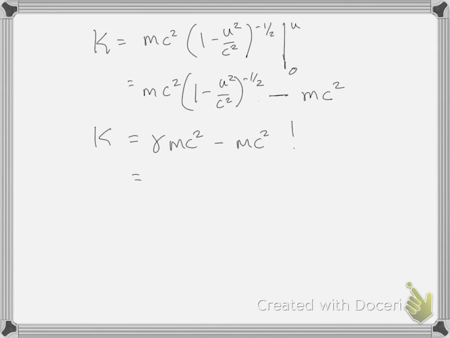You can also write that, we didn't do this in class, but you could write it as gamma minus 1 mc squared. But we like to write it in the form on the second to last line because, again, we identify the first term with the total energy and the second term with the rest energy. So the total energy minus the rest energy is the energy of motion, is the kinetic energy.